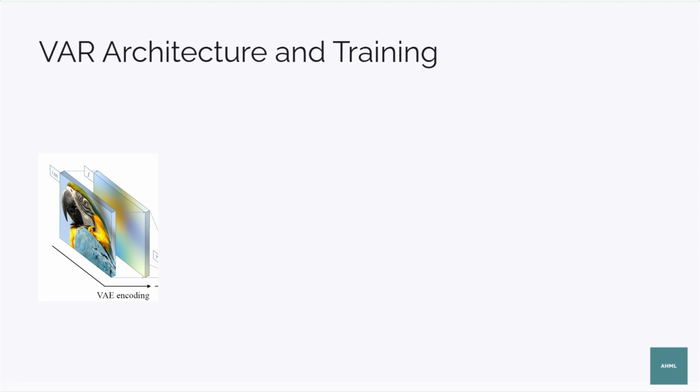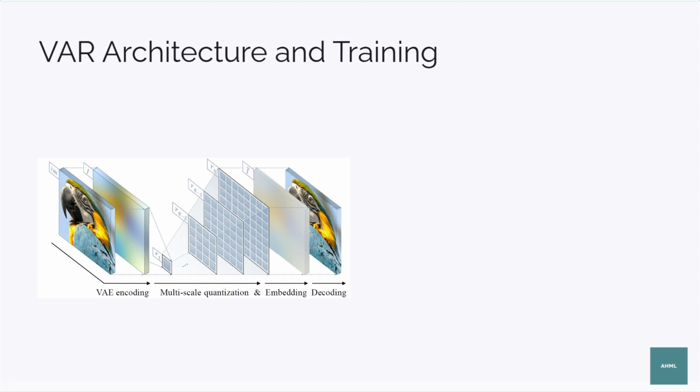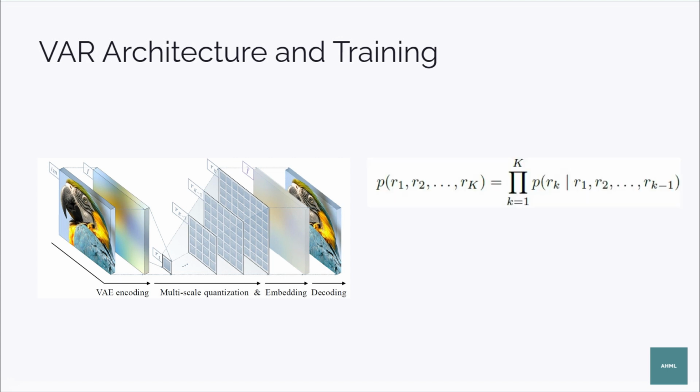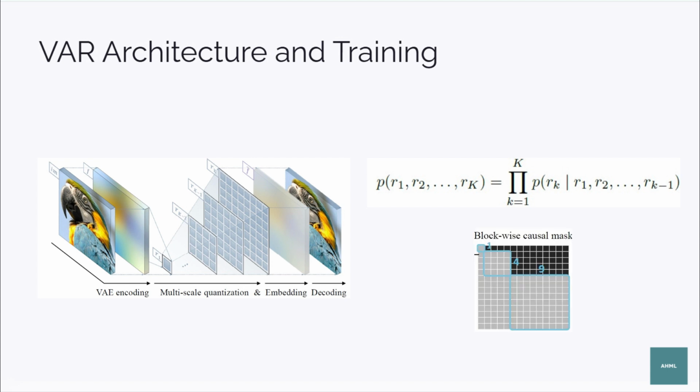VAR uses next scale prediction. That scale here means resolution. We quantize a feature map into a token map with low resolution first, then repeat the process multiple times, each time with a higher resolution, until we reach the highest resolution. The autoregressive likelihood of RK depends on all prior token maps. During training, we use a blockwise causal attention mask to ensure each RK can only attend to its prefix.